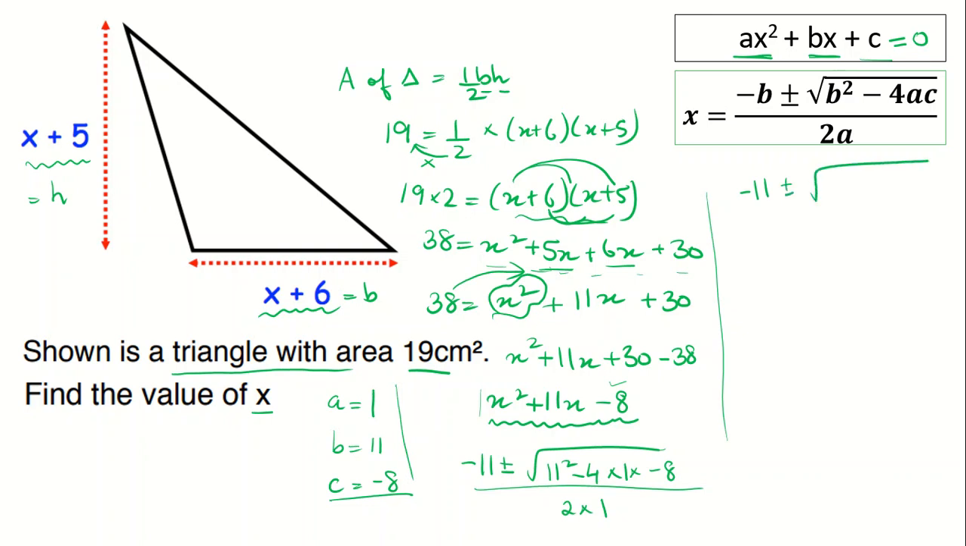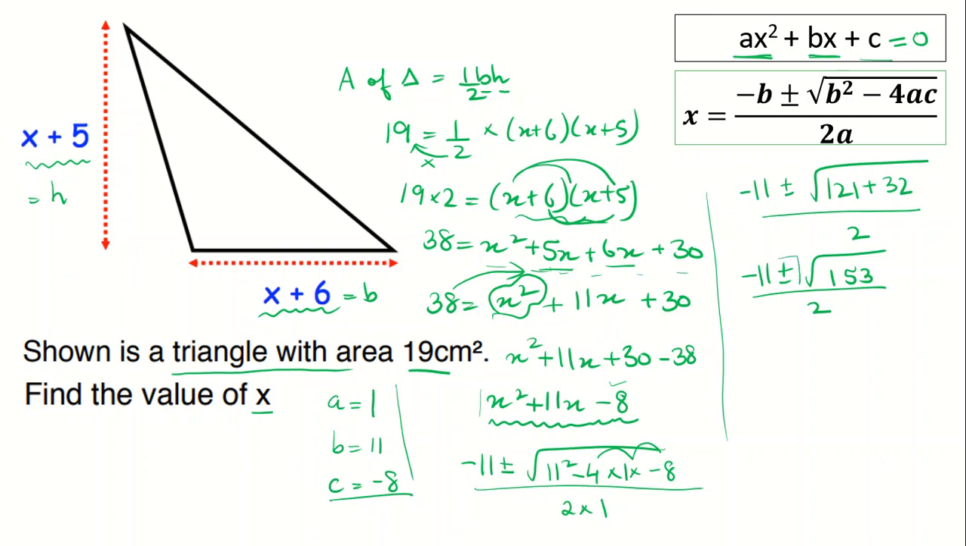Now once I have all of that, you gotta do negative 11 plus or minus square root of 11 squared, that is 121. And then I have negative 4 times 1, that means negative 4. Negative 4 times negative 8, negative and negative gives me a positive. So negative 4 times negative 8 is just positive 32. Now positive 32 divided by 2. Now I have negative 11 plus or minus square root of 153, because 121 plus 32 gives me 153, divided by 2.